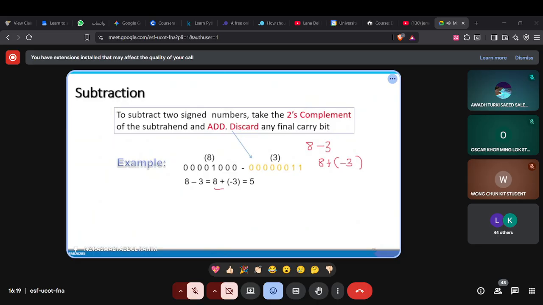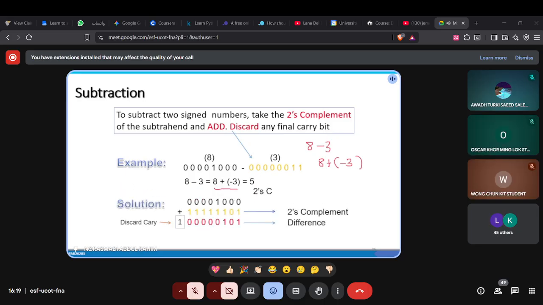Same like this. Make sure that the 3 you need to convert to the 2's complement method here. Number 3 should be converted into the 2's complement because it is minus. Then just add here, then you get the result here. So subtraction also uses the addition method, but you must apply 2's complement. That is compulsory, yeah.